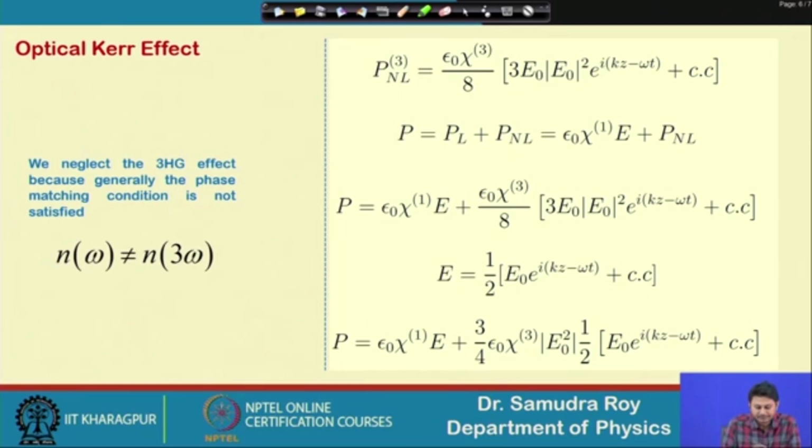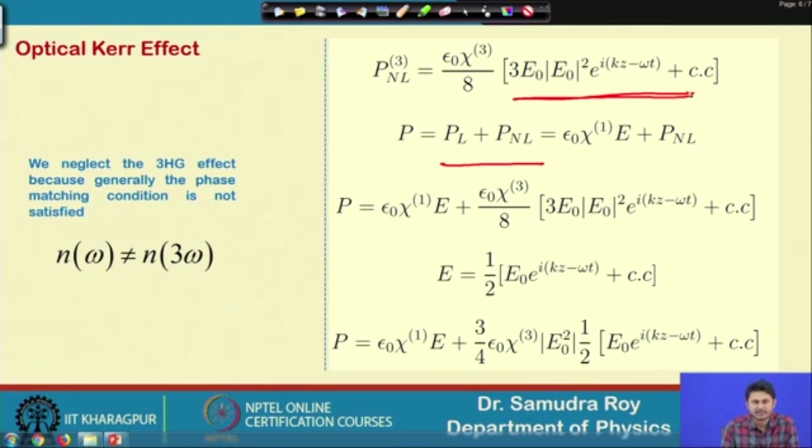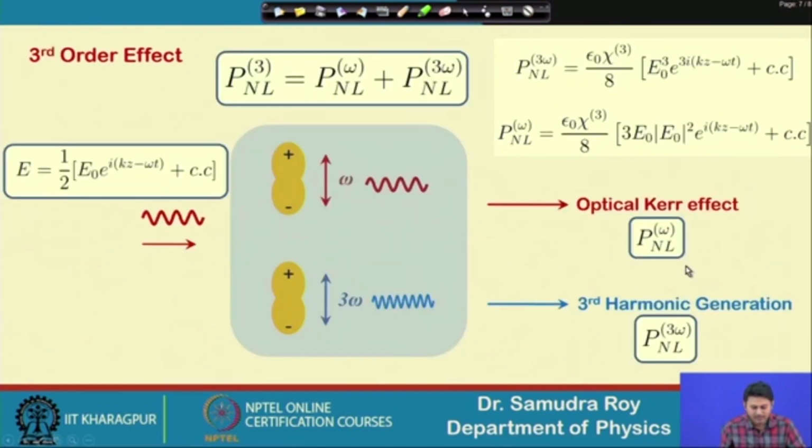So, P nonlinear 3 is a nonlinear polarization here. It will contain two terms, P linear and P nonlinear, and we are only considering here the self phase modulation term with frequency omega. Why are we considering this? Because P nonlinear, if I go to the previous slide, if you look carefully, is basically the combination of P linear, P nonlinear omega and P nonlinear 3 omega.